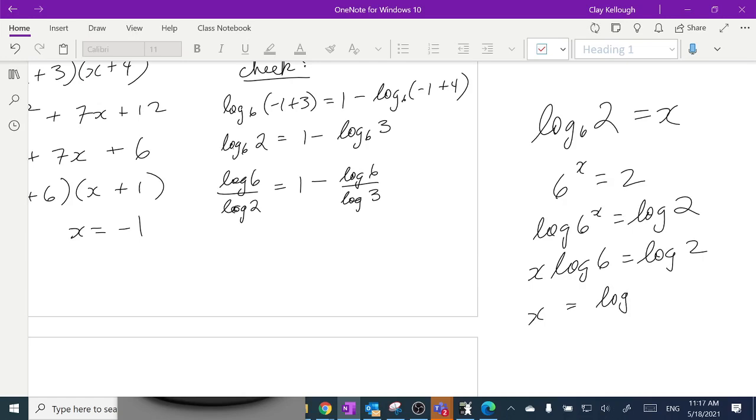Oh, hang on a sec. Did I just do this wrong? Log to the base 6 of 2 is log of 2 over log of 6. Whoops! Look at that. I actually did this wrong. 6 to the power of x is 2. So yeah. Oh yeah, I did. Whoops! I've got this upside down. My apologies, guys. This should be a 2 and then a 6. I've got my log law backwards.